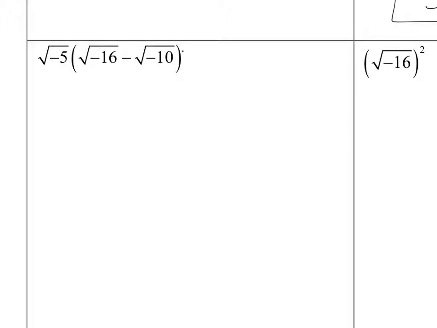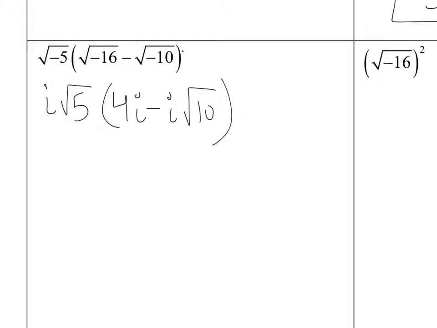Alright, let's look at this. So here, this is going to be i times the square root of 5, 4i. Can't simplify that at all, minus i square root of 10. So can't simplify the 10, but you can make the i. Now distribute. So you have 4i squared times the square root of 5.